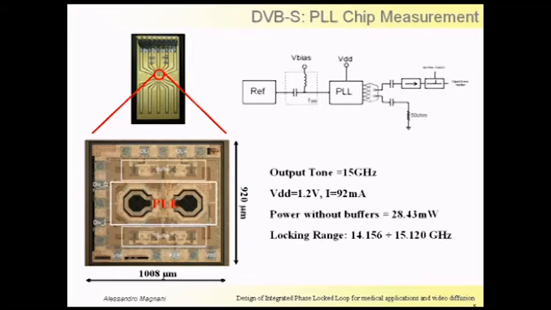This is the realized chip. You see that the size is about 1 millimeter square. And we have integrated on this chip the whole PLL together with the buffer to drive the output instruments. And here on the right side, upper side, you have the building blocks of the characterization setup. The PLL is currently working at 15 gigahertz. It is consuming about 100 milliamps from 1 volt of polarization. And the locking range spans between about 14 and 15 gigahertz.